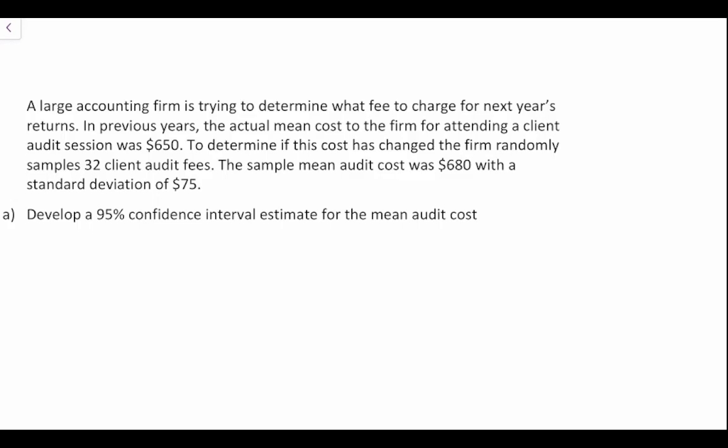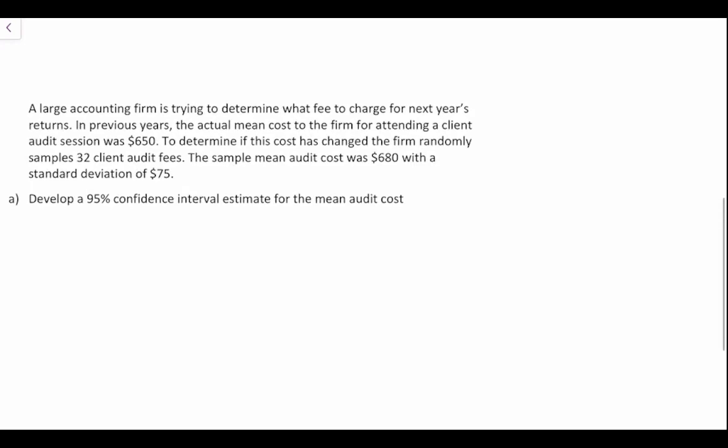Okay. So why don't we do a few things here? Let's write down what the question gives us. So the question tells us that x bar is equal to $680, right? That's the mean of our sample. That's told to us right here. And we're told that the standard deviation, so the SDX, is equal to $75. We'll just put this in dollars. And we're told that we have a sample size of 32, right? That's told to us right here.